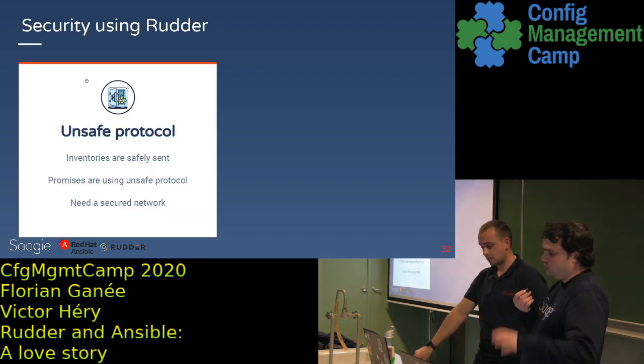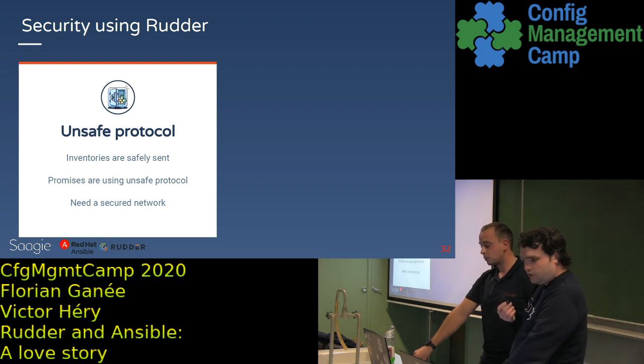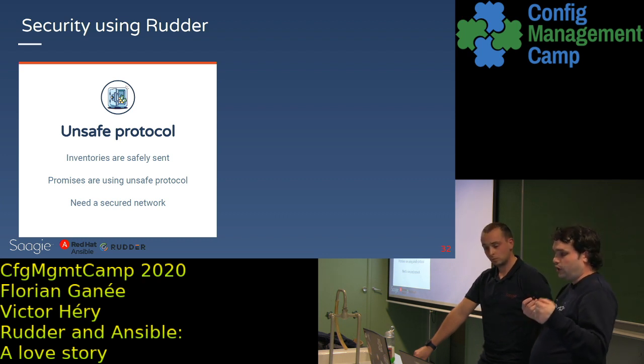Another big problem that prevents us from using Rudder directly and massively is a security problem. Until recently, Rudder used an unsafe protocol. Not totally. It already used HTTPS to send inventories from the Rudder part, not Ansible or inventories of nodes, but all the reports Rudder sent from its agent.